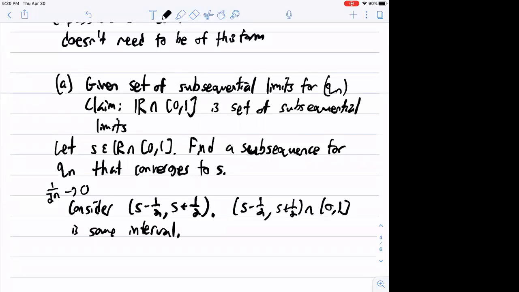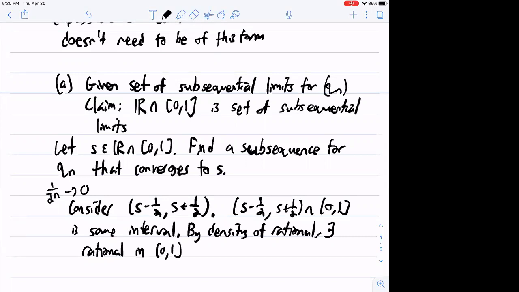That's all I care about. So by density of rationals, there exists a rational in here. So it's actually in here, but certainly if you're in the intersection, you're in (0, 1), right? There's a rational in (0, 1) such that, I'll call it Q. There's this rational in (0, 1).